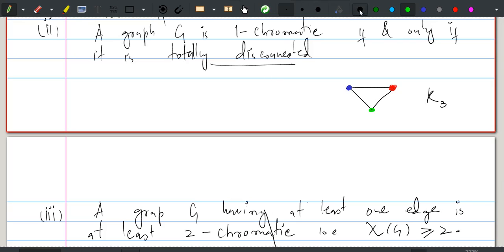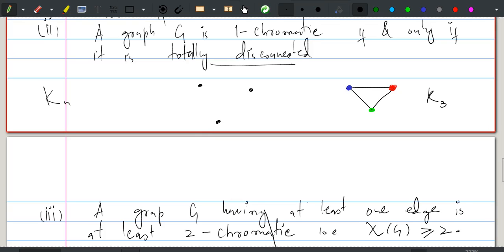Now let us look at K4, a complete graph on 4 vertices. Let us recall what we mean by a complete graph. A graph on n vertices is complete if any 2 distinct vertices are adjacent. I mean if we look at 2 distinct vertices, there must be an edge connecting these 2 vertices. So a complete graph on n vertices is denoted by Kn. So let us look at K4.